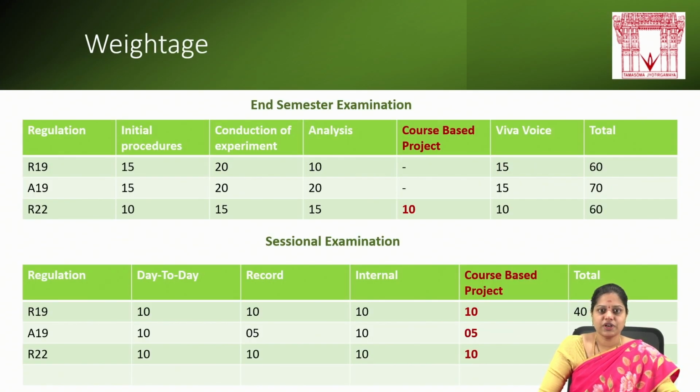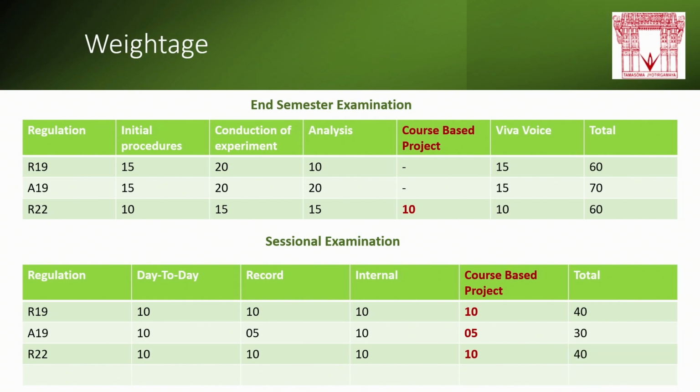Next, let's see the weightage given to these course-based projects as per the regulation. As you see in the slide, in the end semester examinations, as per the R19 regulation, there is no weightage to the course-based projects. But coming to the R22 regulation, there is a weightage of 10 marks to the course-based projects, which can be given on the basis of the reviews conducted by the instructors regularly. Coming to the sessional examinations, in the R19 regulation there is a weightage of 10 marks. Next, for the IA19 regulation, it is 5 marks. And for the R22 regulation, it is 10 marks. So for your R22 regulation, as a whole, we have 20 marks weightage for the course-based projects.